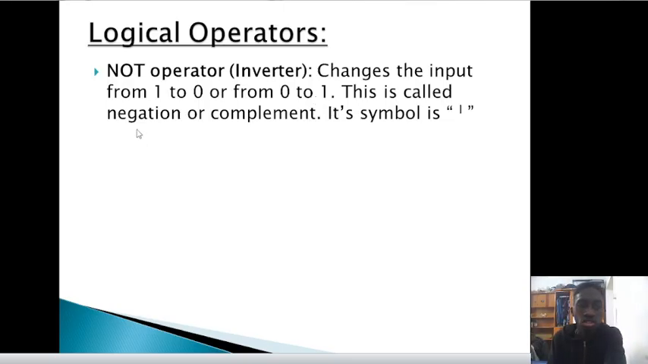So this is called negation or complement. Its symbol is a dash, like a power of one, just a stroke at the top right-hand side of the variable. Let's see that practically on paper.